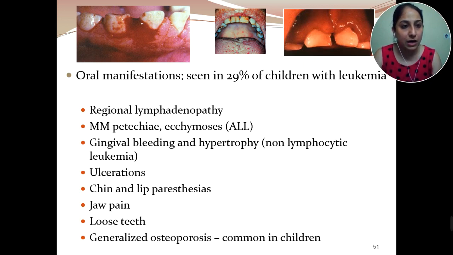working extra hard, there is more production of the cells, and also once these cells are flowing in the vessels, they exert pressure on the surrounding structures. So if there is any pressure on the surrounding nerves, it might lead to chin or lip paresthesia. The jaw pain is also for the similar reason. Because of the excessive functioning of the bone marrow, there is thinning of the cortical plates and widening of the marrow space, loose teeth and generalized osteoporosis.